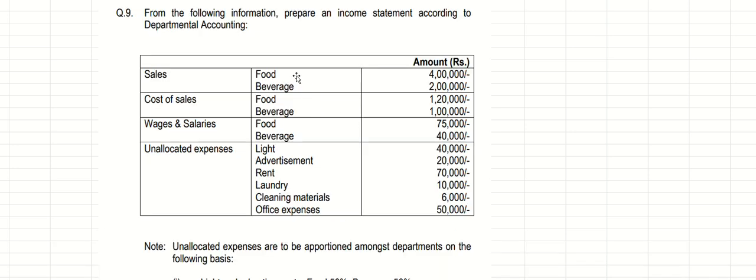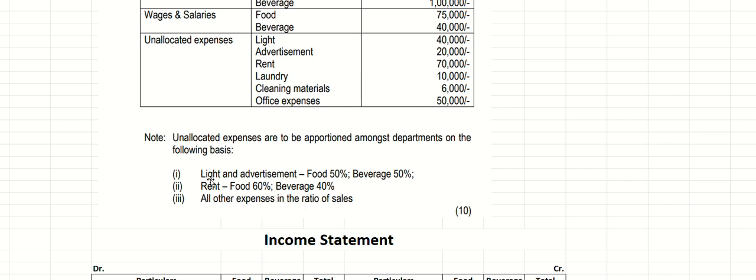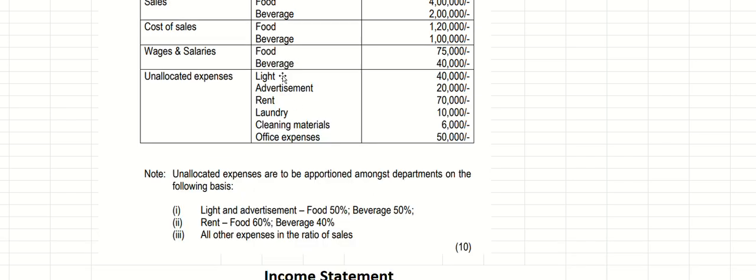Cost allocation. Here the costs are directly allocated, but a portion is to be done by us. They are giving us the guidelines. The light and advertisement: food 50%, beverage 50%. That means the expense on light and the expense on advertisement are to be divided equally among food and beverages. Now we can see the light expense is 40,000. When we take 50% of 40,000, what will we get?